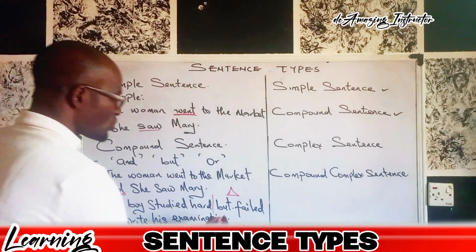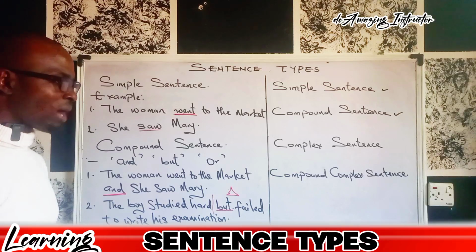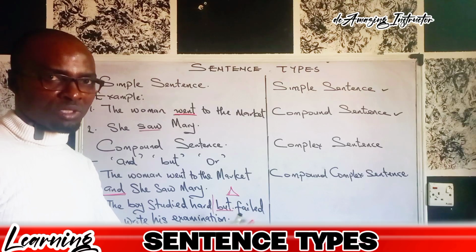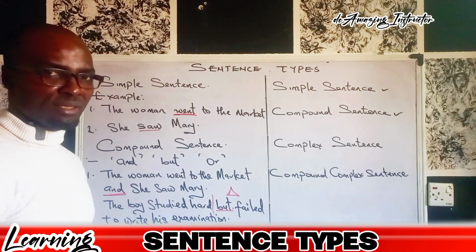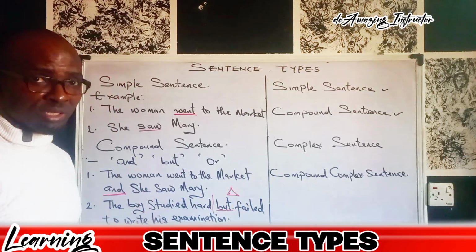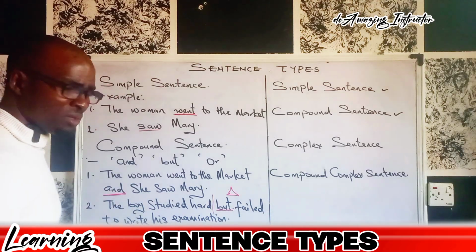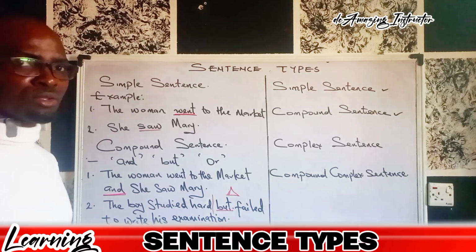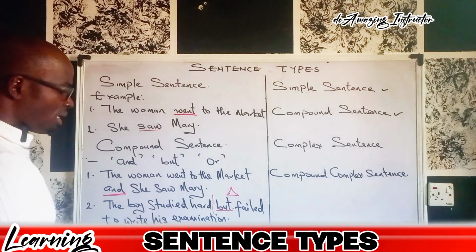Now, we join the two independent clauses with the coordinating conjunction but. It's a negative coordinate. Why is it a negative coordinate? Because it introduces a negative thought, a negative idea, a negative concept. So, but failed. Normally, someone who studied hard should succeed, should pass, but failed to write his examination, which is not too good. So the boy studied hard, but failed to write his examination.